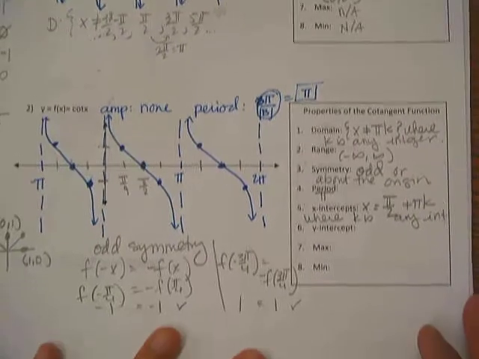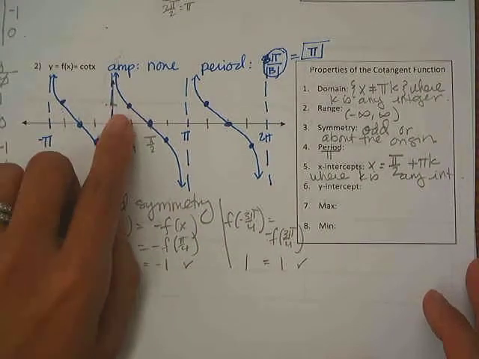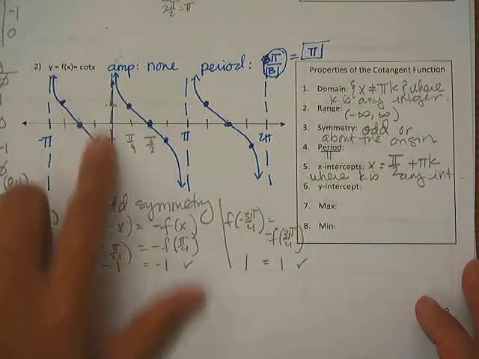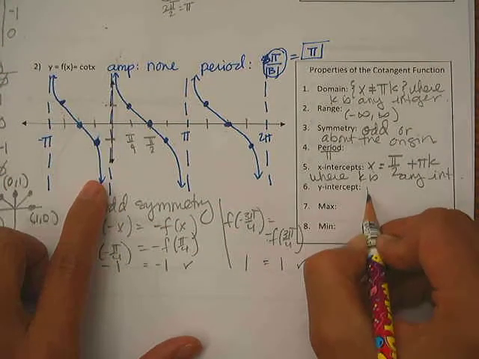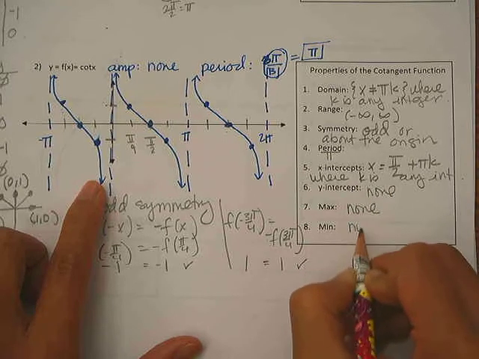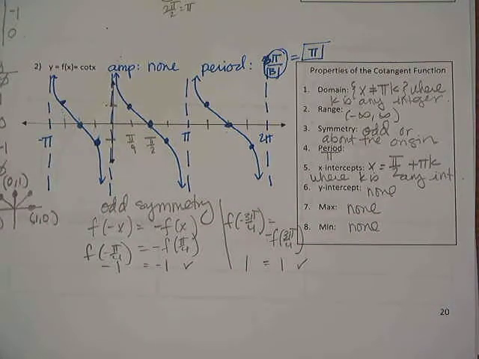Okay, so let's talk about the y-intercept. Is it ever going to touch the y-axis? No, because there's an asymptote here. So none. There's no max either, and there's no min. Okay. So we have no maximum and no minimum.